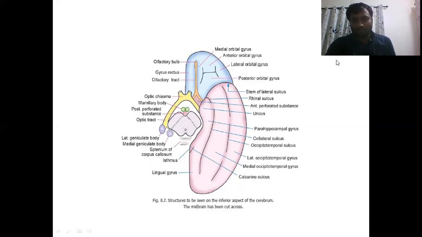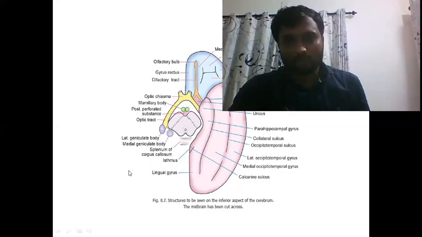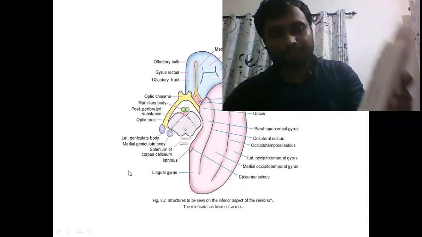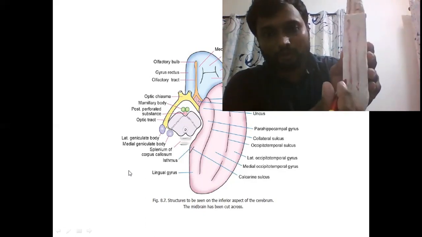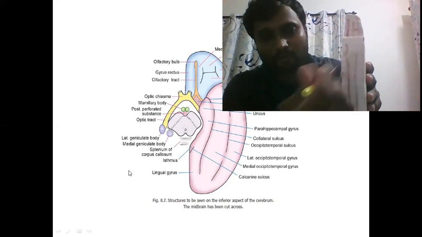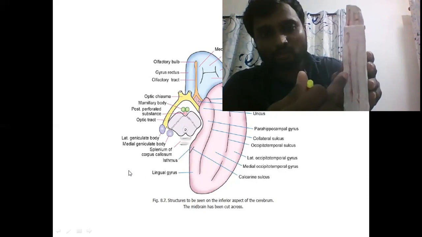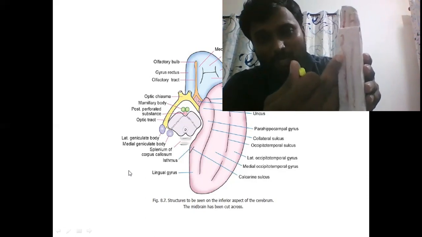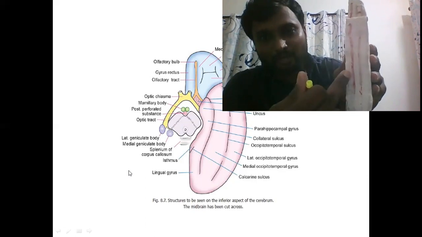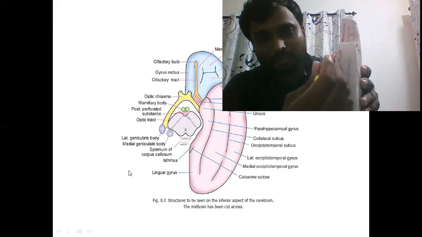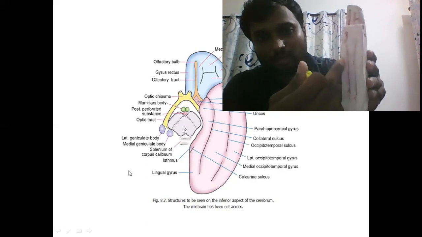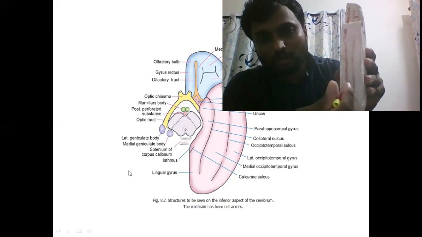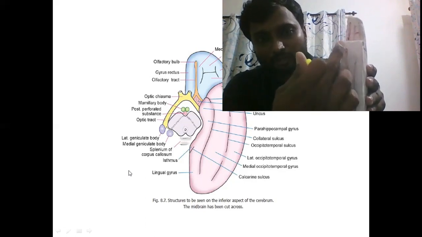We'll see the gyri. Now the sulci are clear. Now we are going to see the gyri. See, this is the medial surface. So this one, collateral sulcus. Okay, medial to that, this area, this is the parahippocampal gyrus. Then this one is the rhinal sulcus. So uncus, this small gyrus, uncus. Then parahippocampal gyrus, collateral sulcus, rhinal sulcus.